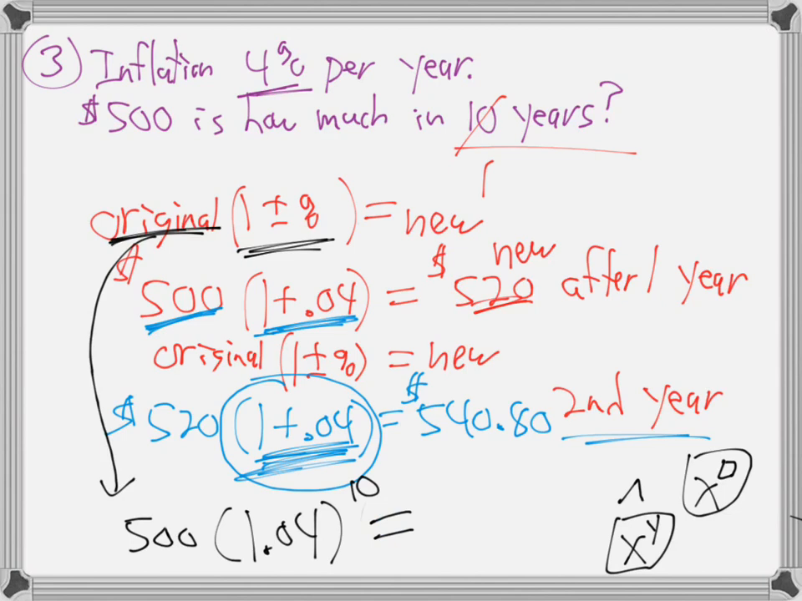Somebody got an answer there? I got my calculator. I can do that one. 740. Yeah, 740.12. I don't know if they want the pennies. $740.12. Y'all able to get that?